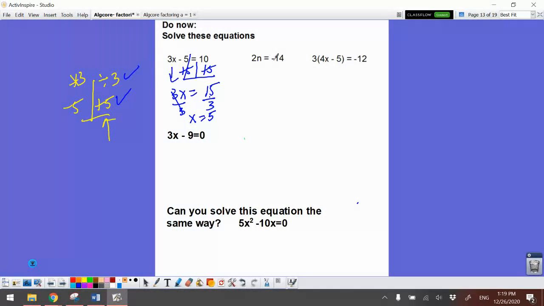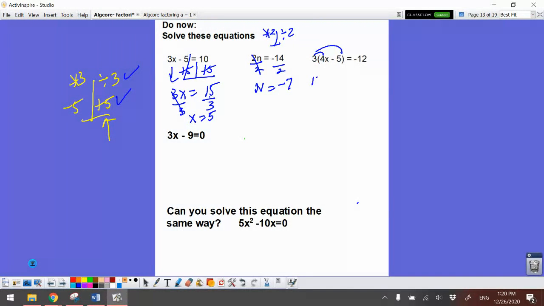Now, this is simply multiplication. So if this is multiply to, the opposite is divide to. So I'm going to divide by 2. This crosses out. N equals negative 14 divided by 2. That's a negative 7.